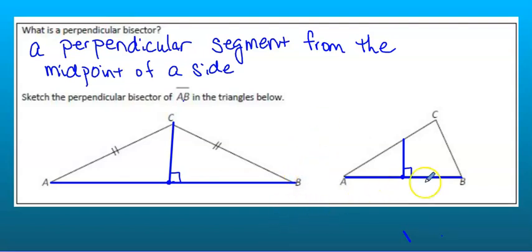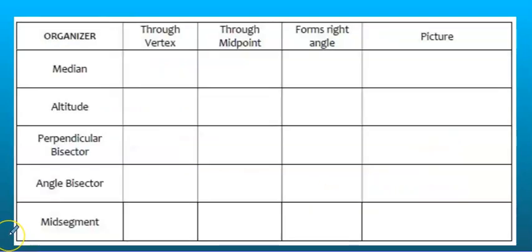So that's the only one that doesn't necessarily go from a vertex to the other side. It's got to go from that midpoint, and it's got to be perpendicular to the midpoint. So it's going to touch the side maybe over here somewhere, but it doesn't go from a vertex. So let's look at this chart and talk about what criteria each one of these meets.